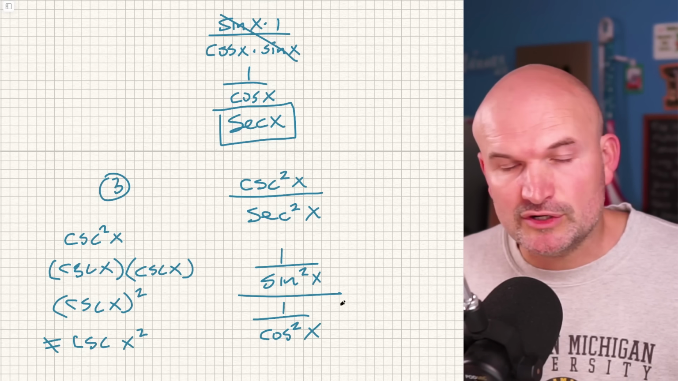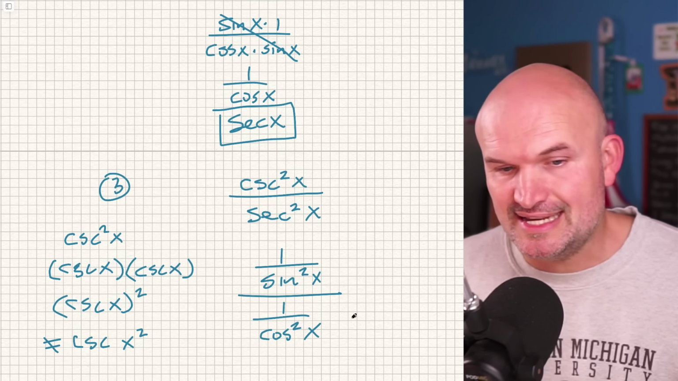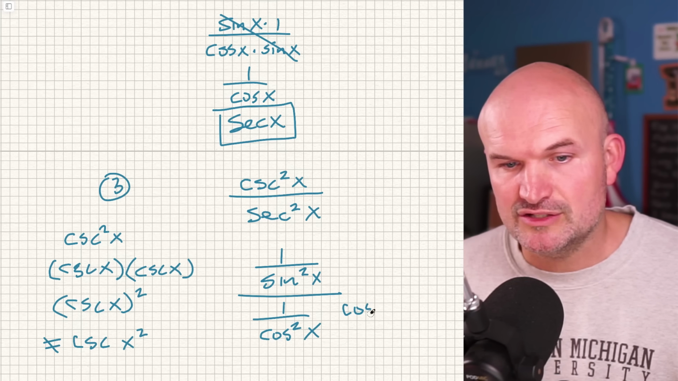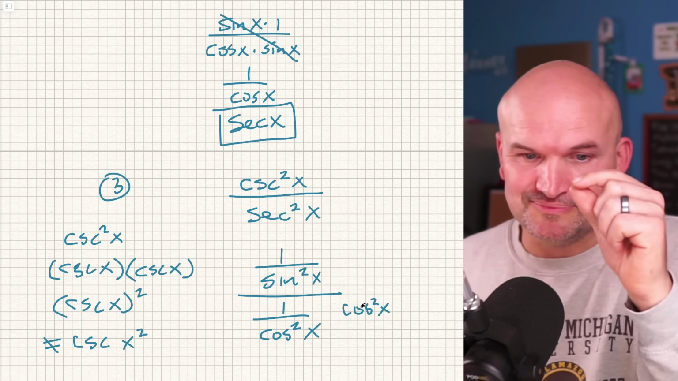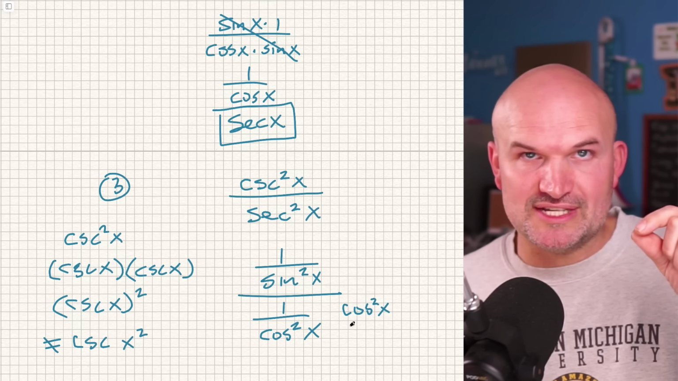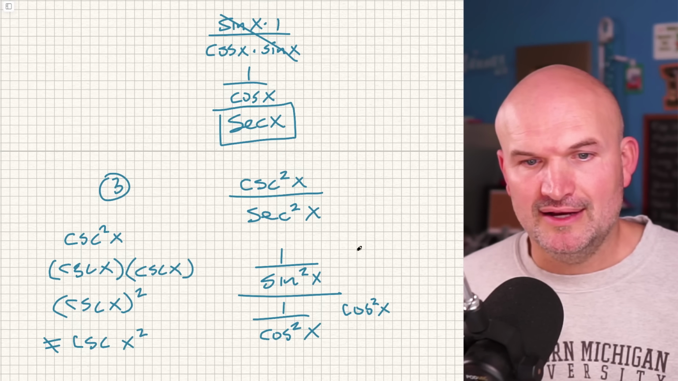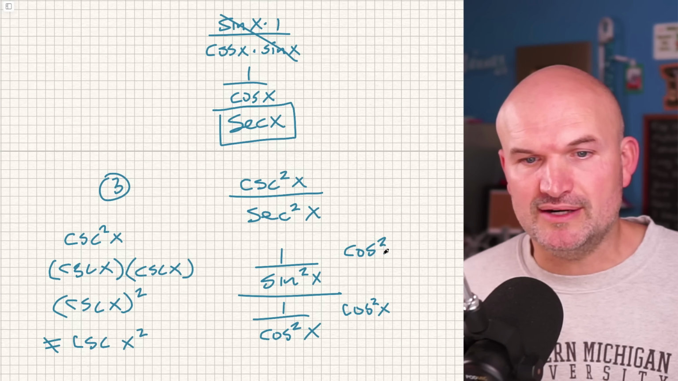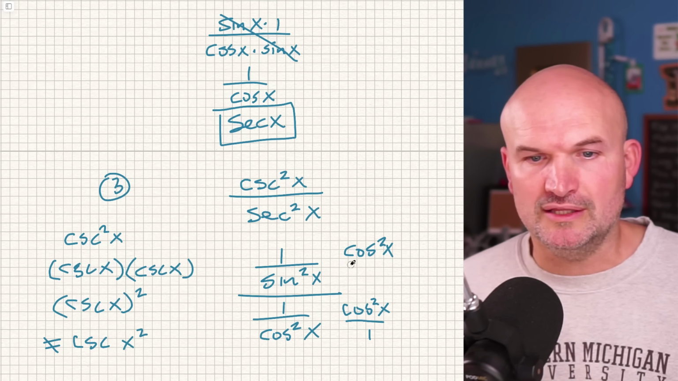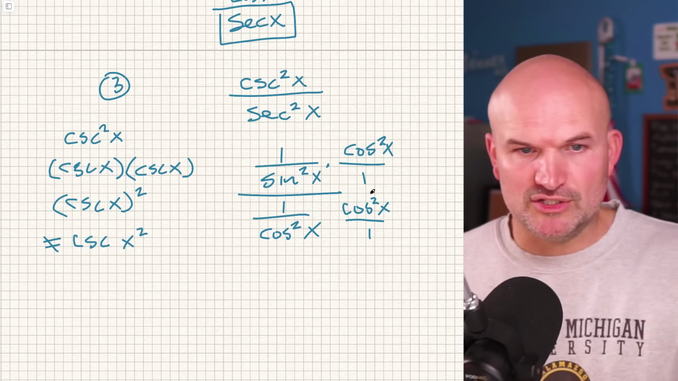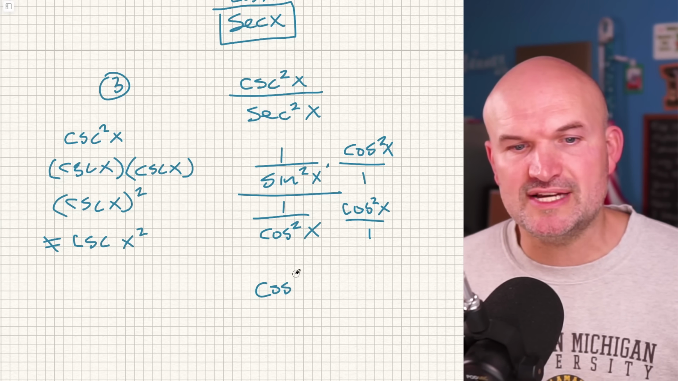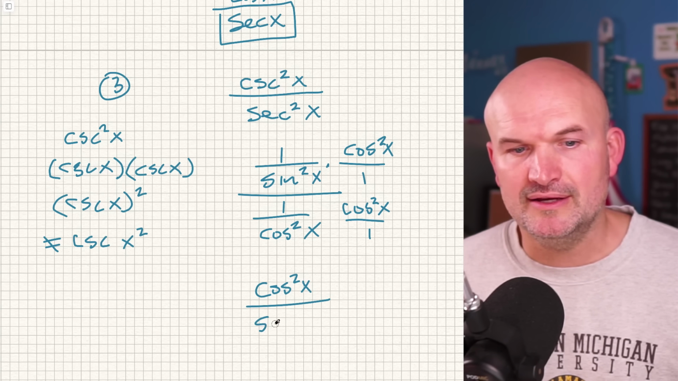The reciprocal of 1 over cosine squared of x is really just cosine squared of x, right? Now make sure you're squaring it though, right? Because cosine would not divide out with cosine squared. So it's got to be a cosine squared. Now again, think of these all as having their little numerator over here. Now, when I multiply this straight across, I'm going to get a cosine squared of x divided by a sine squared of x.